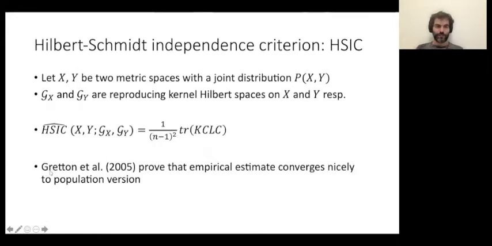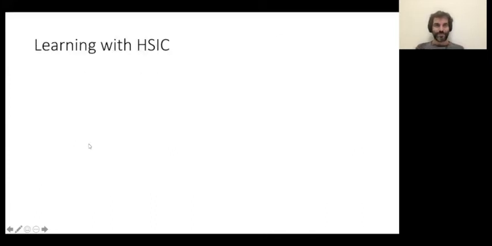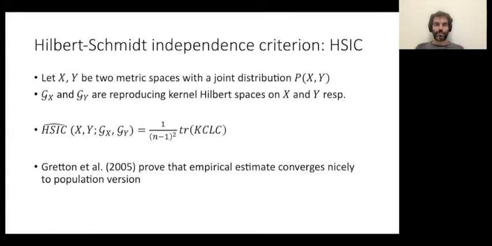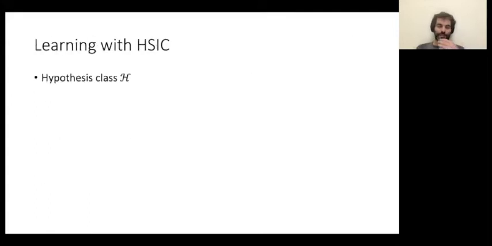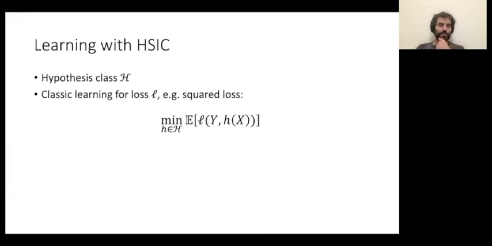And what Gretton et al. showed in 2005 is that the empirical estimate converges nicely to the population version. So this is actually something you can use in practice, and many people have used it for many things, mostly for independence tests, obviously. So how can we use this as a learning idea? Assume we have a hypothesis class H of functions, let's say neural nets of a certain depth. The classic way to learn is to minimize some loss function. You minimize over the hypothesis class the expectation of some loss of Y and your prediction H of X, where H is some member of the hypothesis class. This is just classic ERM.